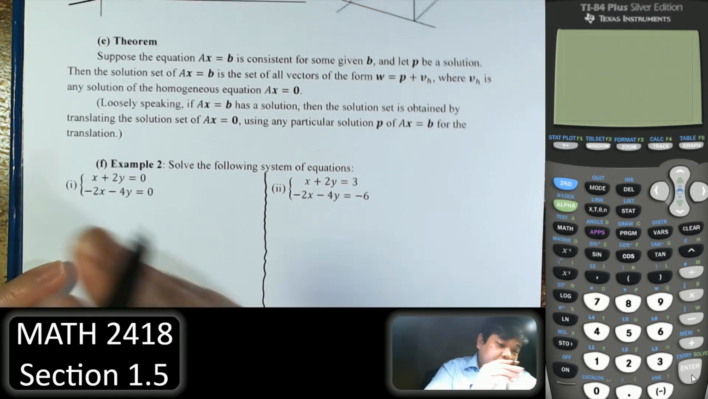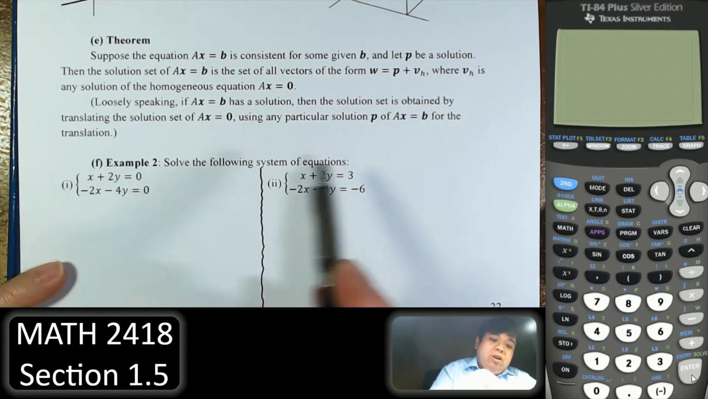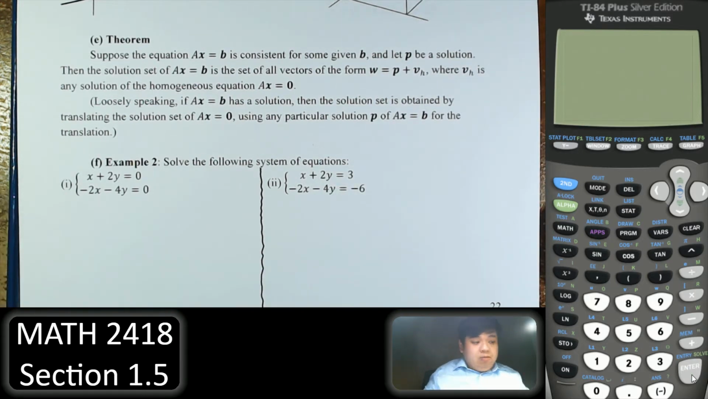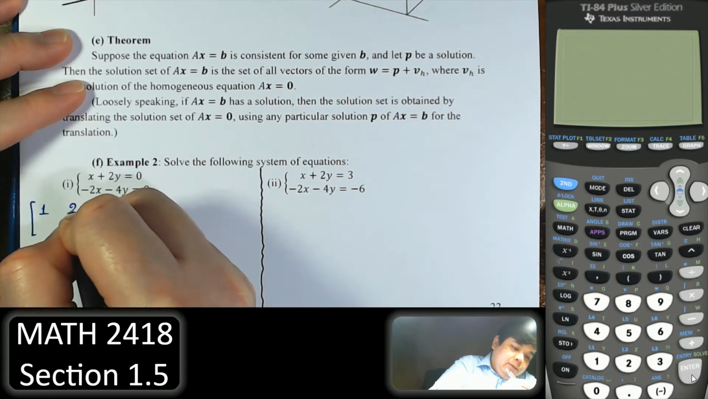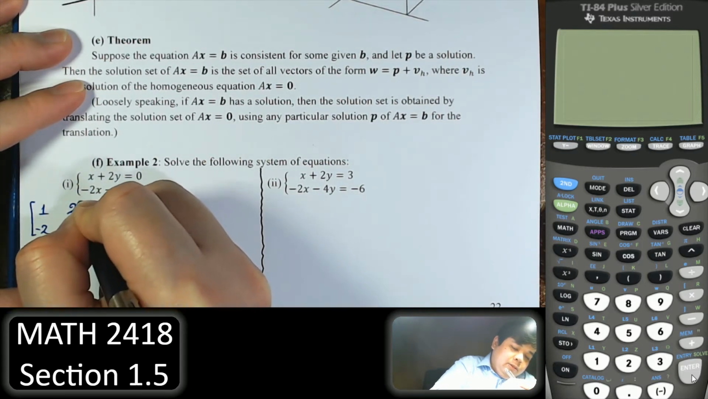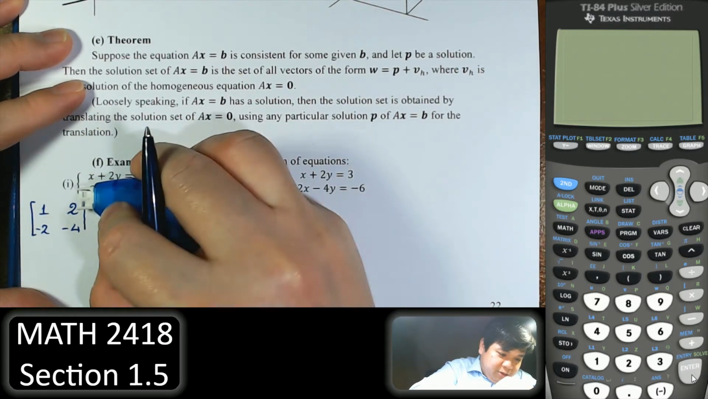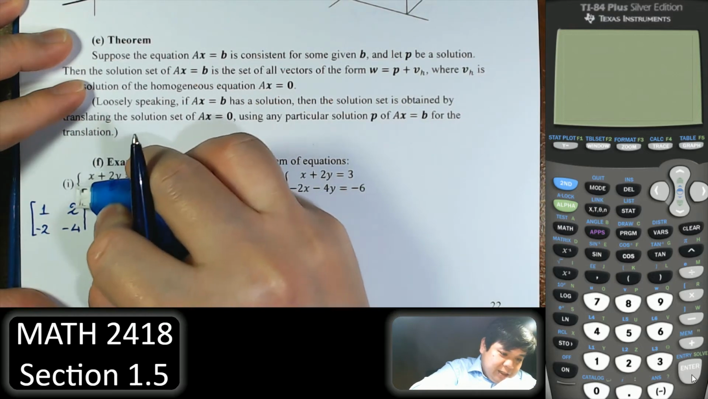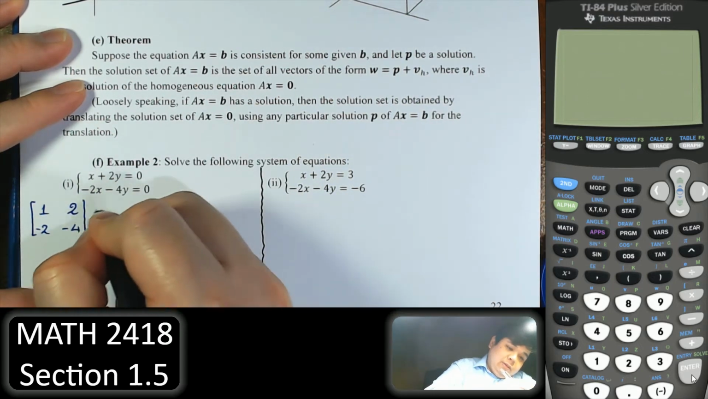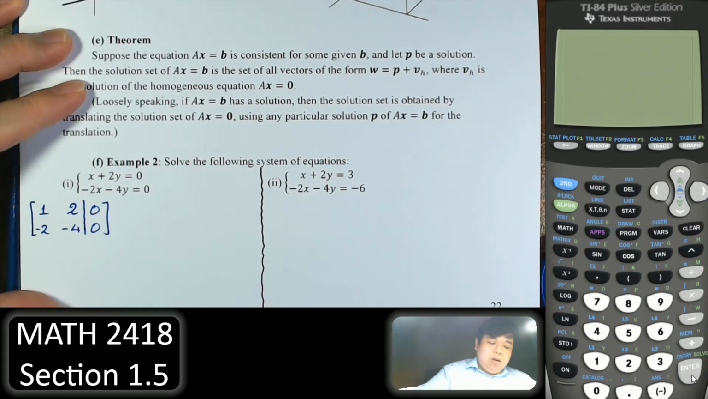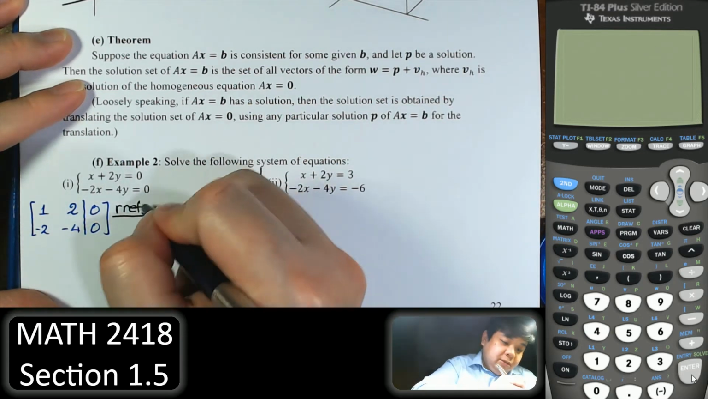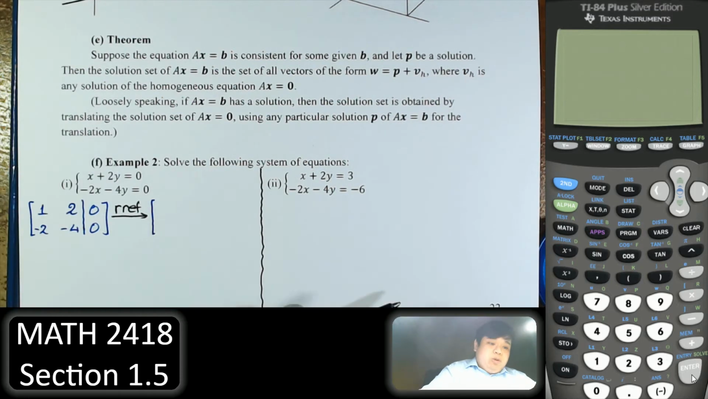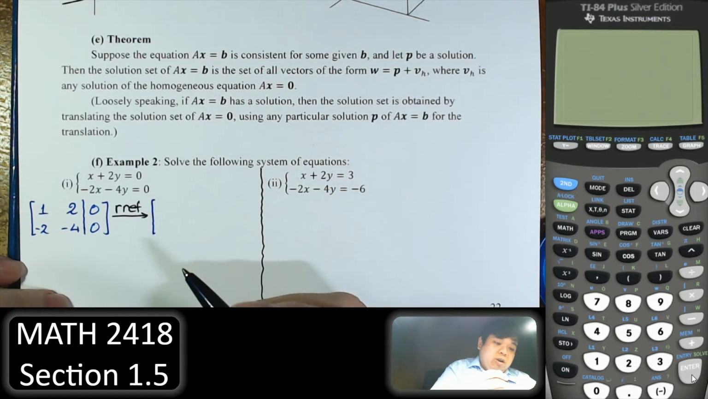One of them is a homogeneous equation because we have 0. The other one is not. So same thing, put it in the matrix, augmented matrix, reduced row echelon form, right? I can almost do this by hand, just multiply the first row by 2 and add to the second row.